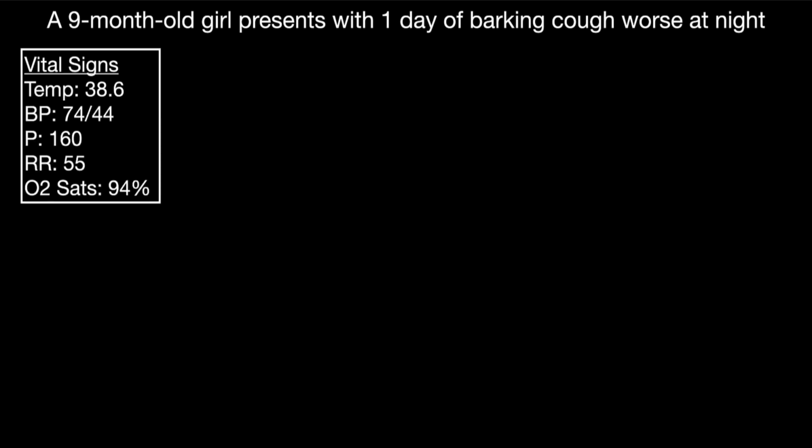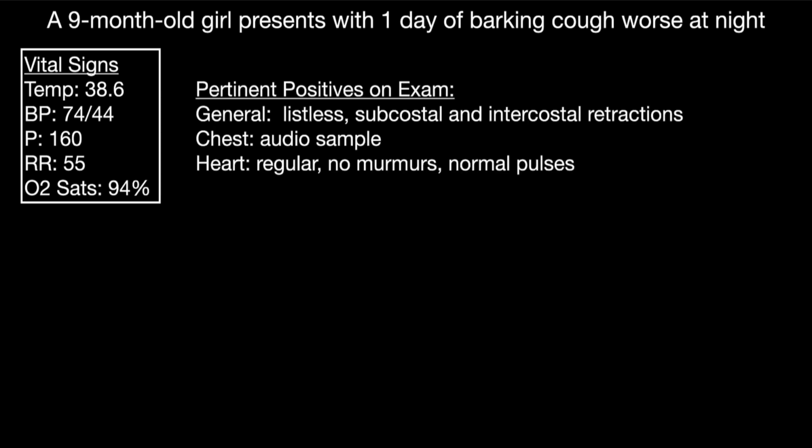Bonus time. A 9-month-old girl presents with a 1-day history of barking cough, worse at night. She's got a temperature of 38.6, a blood pressure of 74/44, her pulse is 160, her respiratory rate is 55, which is fast. She has 94% oxygen saturation.